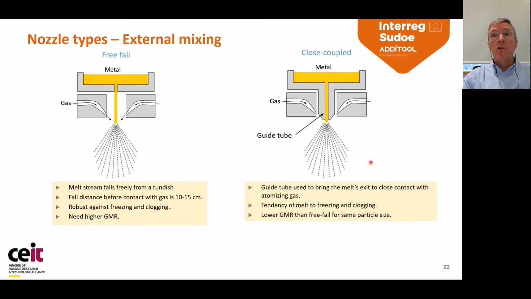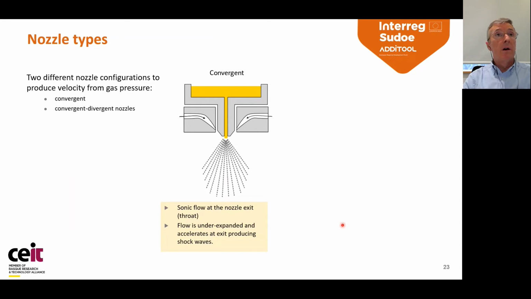And in this case, what you do is you use a guide tube that takes the melt closer to the exit of the gas. And it is much more efficient in producing finer powders, but it has a tendency to freeze because the gas here is at a very low temperature. So the melt may solidify here, and the process can be interrupted. It usually produces finer particle sizes.